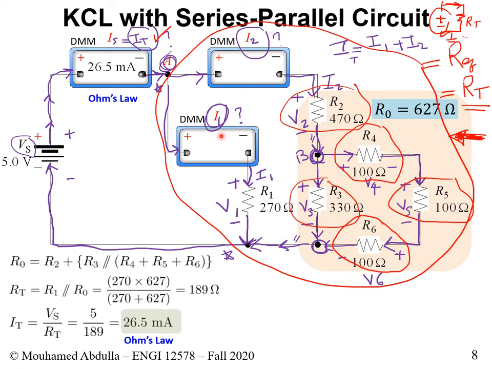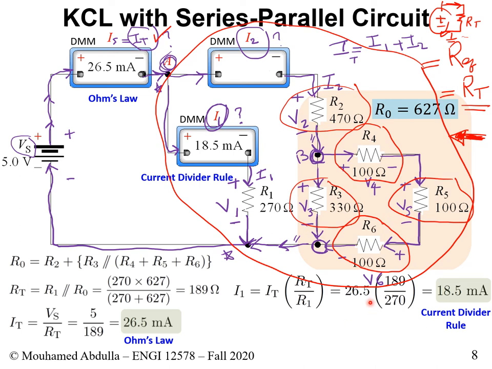So you could use the current divider rule. I1 would equal I total, which is 26.5, times a ratio of small over large. Small will be the total resistance, this thing here, R0 with R1 in parallel, divided by this resistor. So if we show it to you, this is basically what's going to happen. You'll have something like this. It's the total current, which is 26.5, times a ratio of the total resistance, all of this in parallel with R1, and in the bottom, you put the resistor related to this. This is basically the current divider rule. I wrote it to you here.